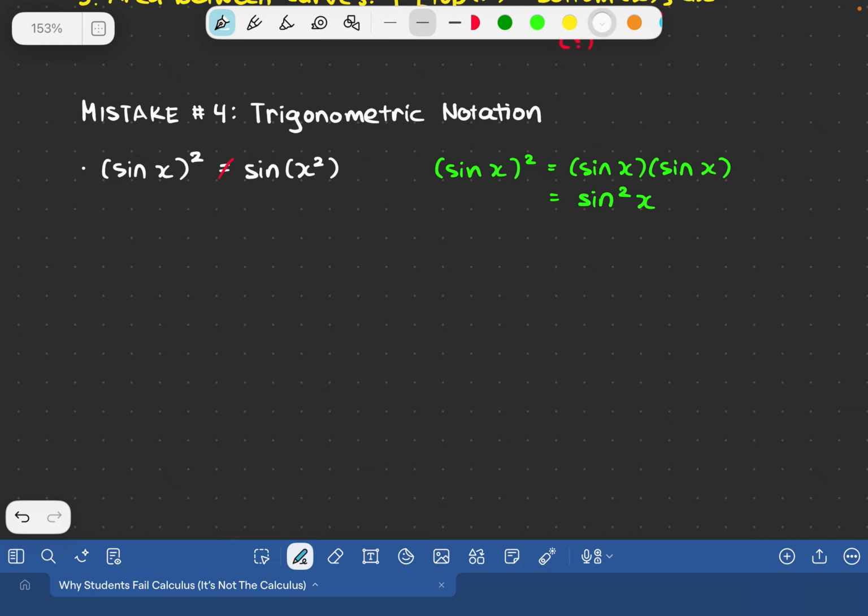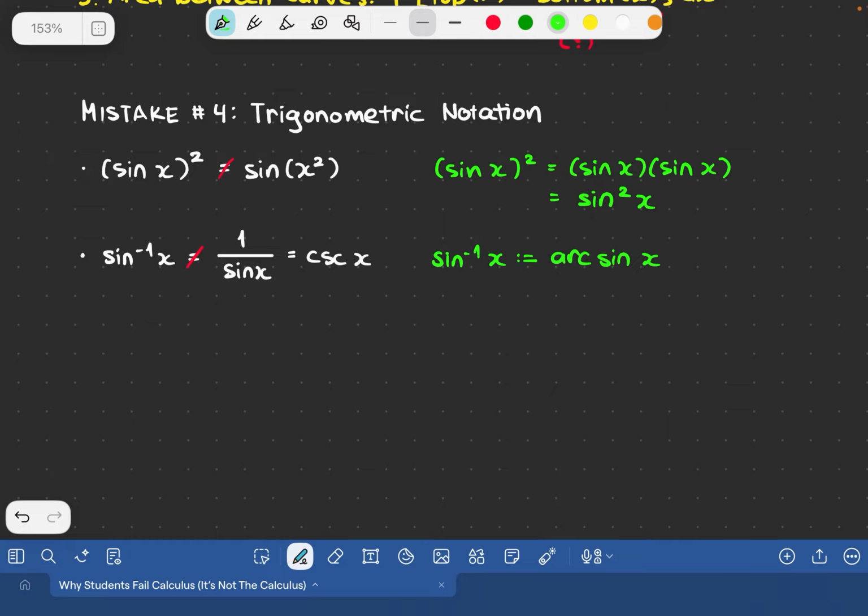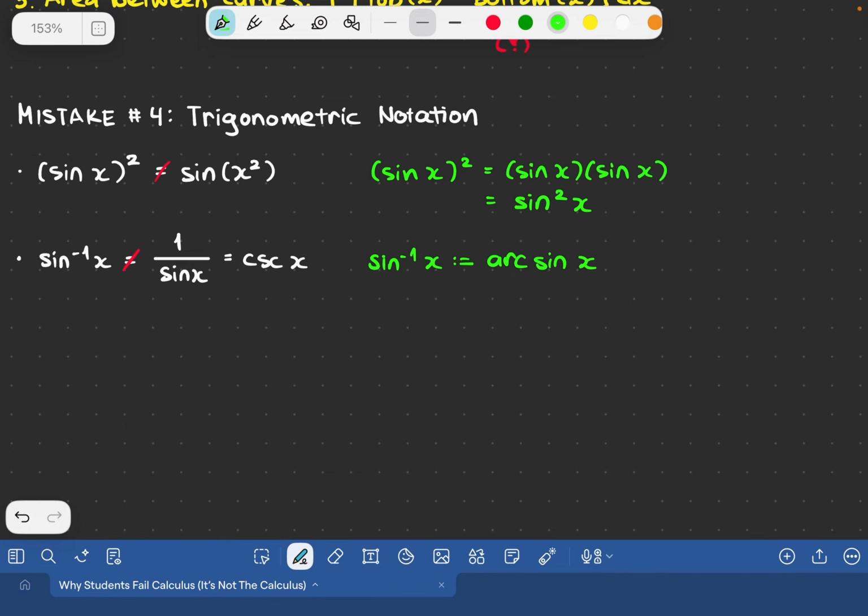And then finally, I always see this in every generation of students. When we have sine inverse of x, one will view it as 1 over sine x, which is just equal to cosecant of x. This is an absolute head scratcher. That is incorrect. Take note that sine inverse of x is defined as arcsine of x, or basically it's an inverse function.